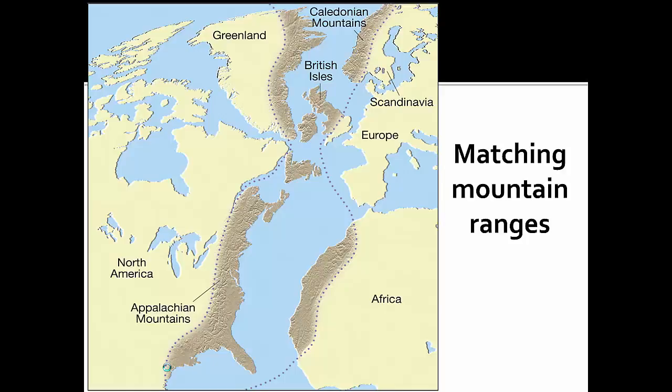Additionally, we can do the same matching with major rock formations in the southern hemisphere and mountain ranges in the northern hemisphere. In this case, the Caledonian Mountains of Scandinavia were continuous with the Appalachian Mountains because they were both created during the formation of Pangaea. As the supercontinent broke apart, some of the mountain range went west and some went east.